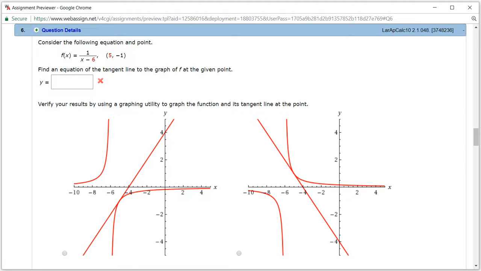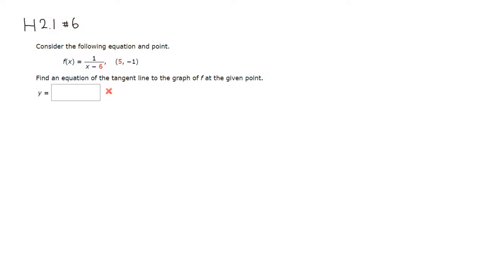All right, let's look at the homework 2.1, problem number 6. We have a function given here, and we want to find an equation of the tangent line. So let's do that. We're going to use the definition to find the derivative.